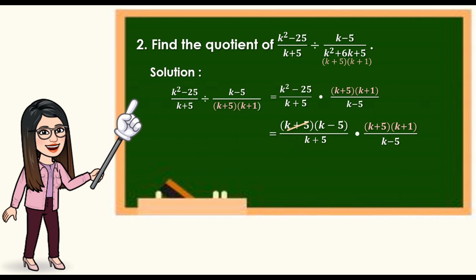After that, we can simplify or we can cancel out k plus 5 over k plus 5 and then we have k minus 5 and another k minus 5 in the denominator. So what's left is the pink one, which is the quantity of k plus 5 over k plus 1. So therefore, this is now our final answer.